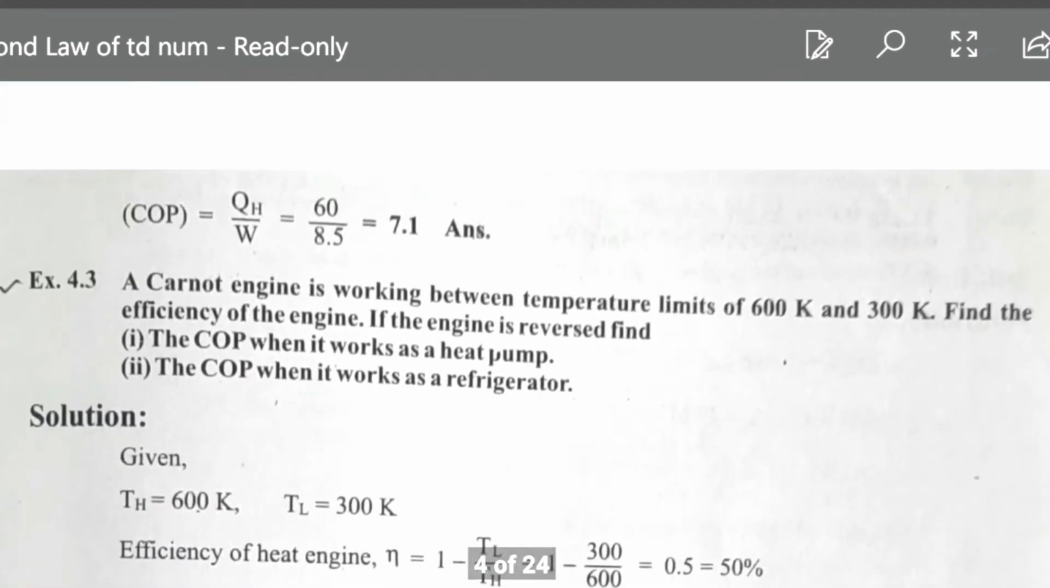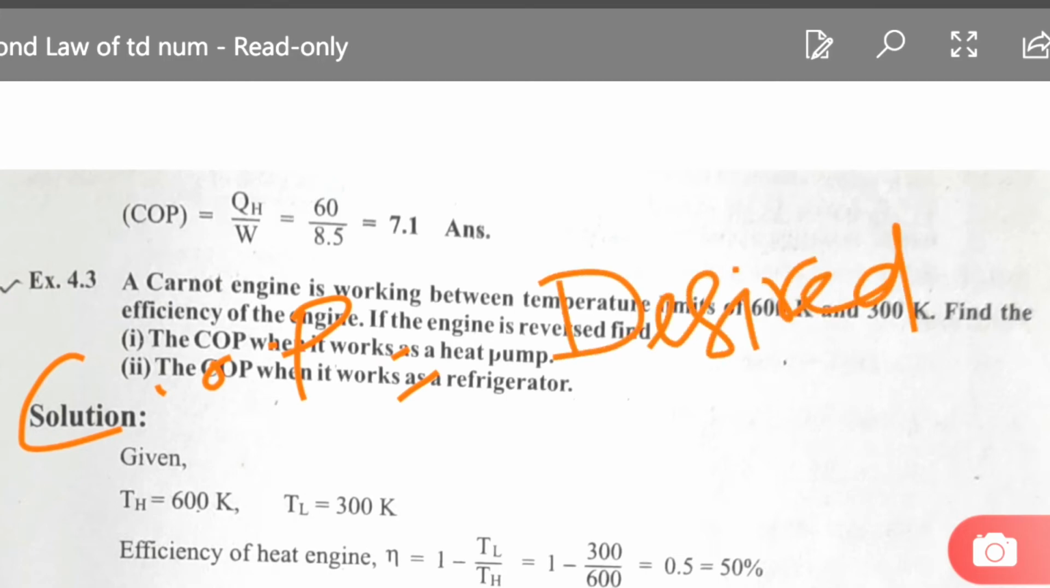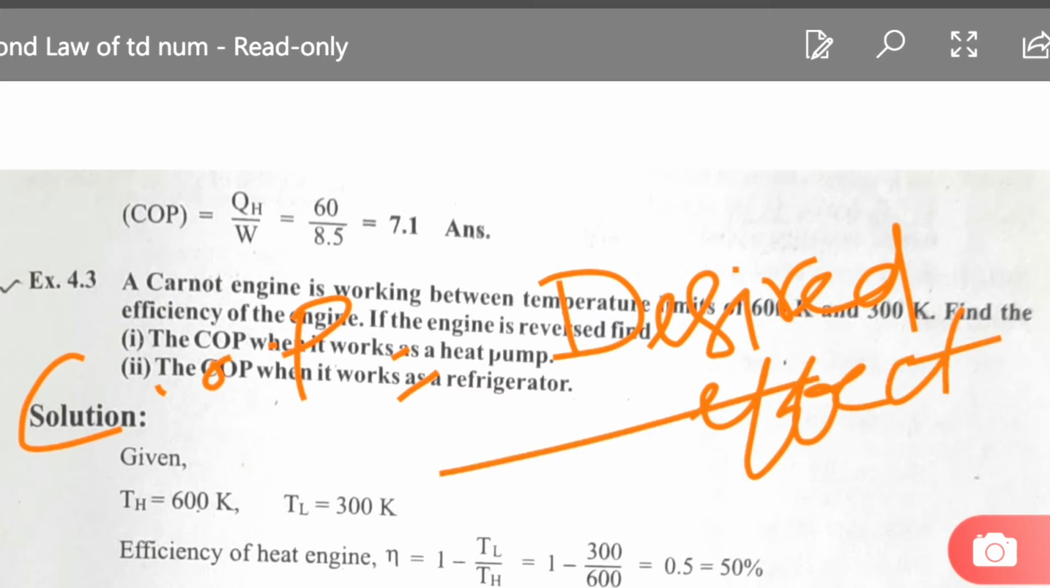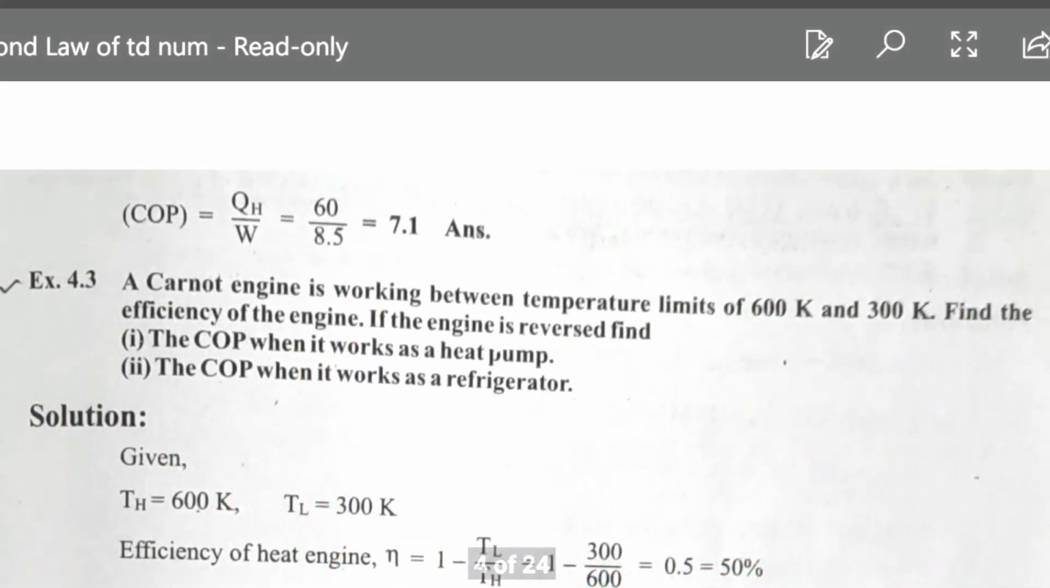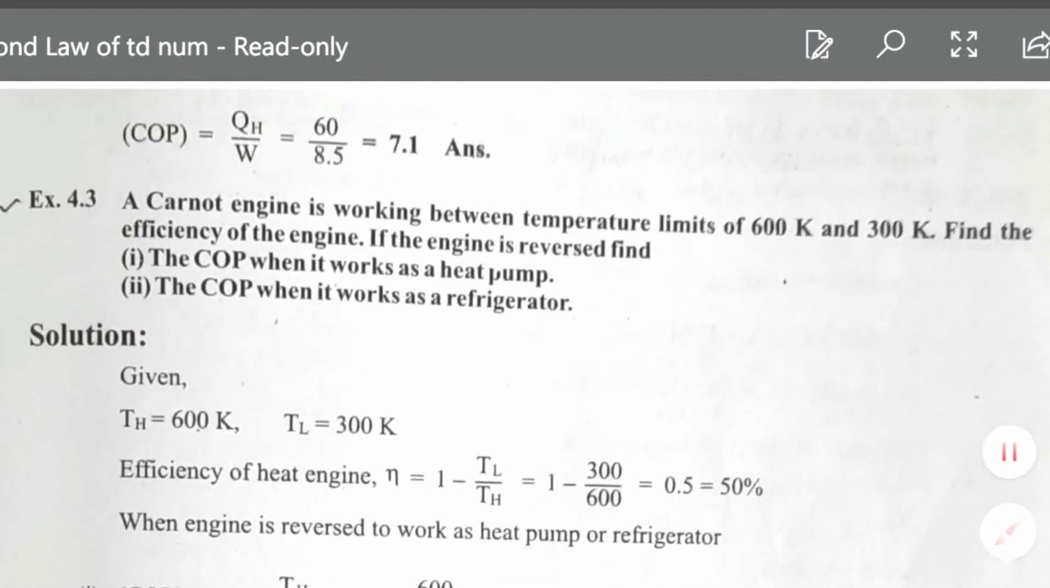Now COP, coefficient of performance, is equal to desired effect upon work done. Here the desired effect is QH. So QH equal to 60 and W equal to 8.5. Now the value of COP is 7.1. So this is the COP of the heat pump.